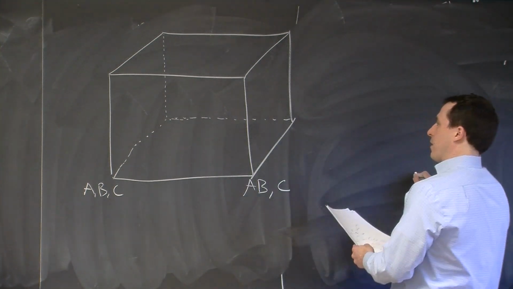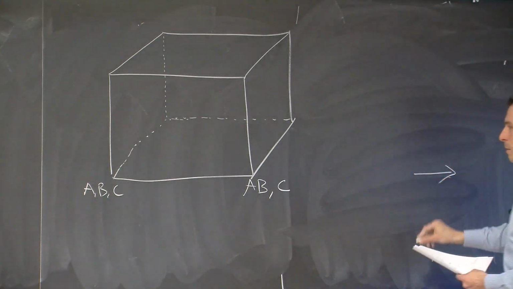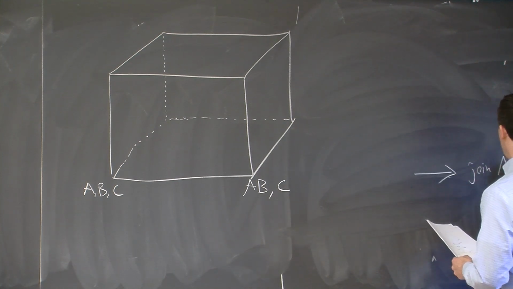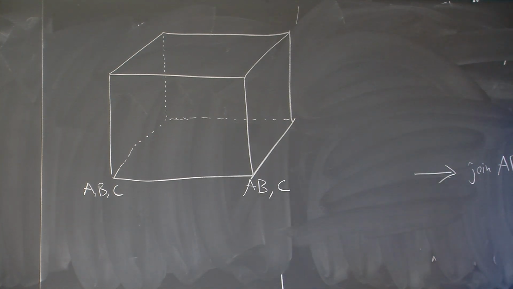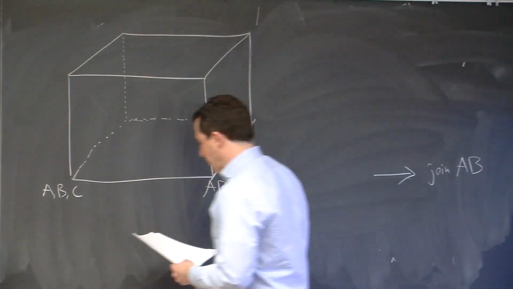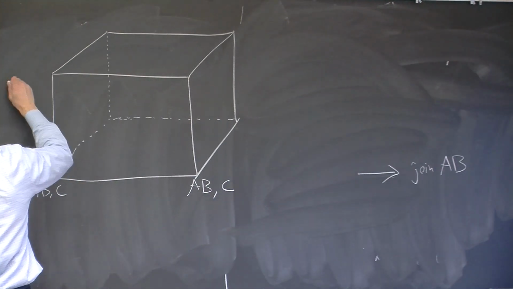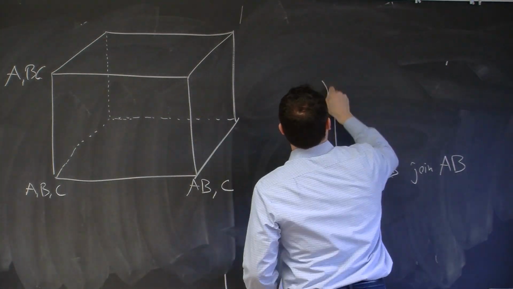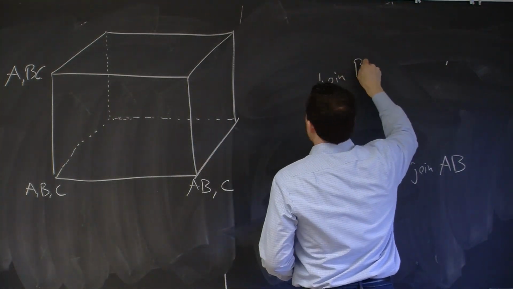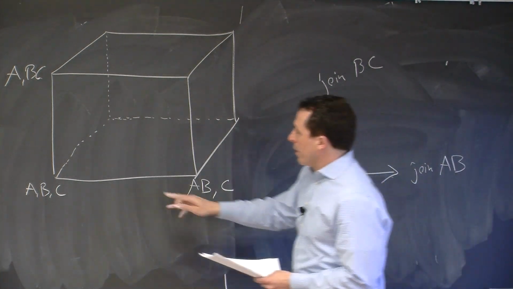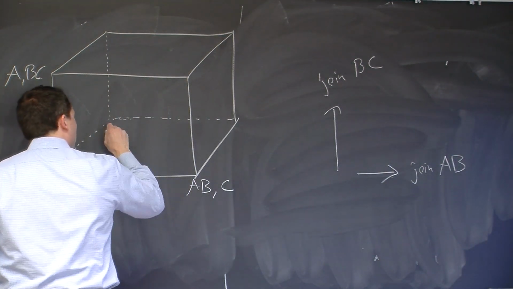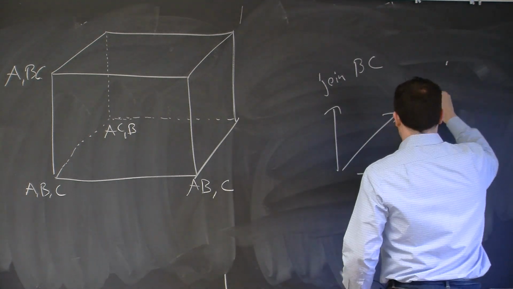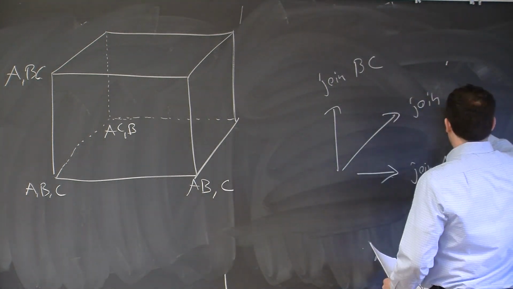And so I could think about this as being in 3-dimensional space. This is a direction which is the join of A and B, or allow A and B to interact. Okay. Up here I'm going to put A, BC. So the up direction is join BC. And then here I'll put AC, B. So the into-the-board direction is join AC.